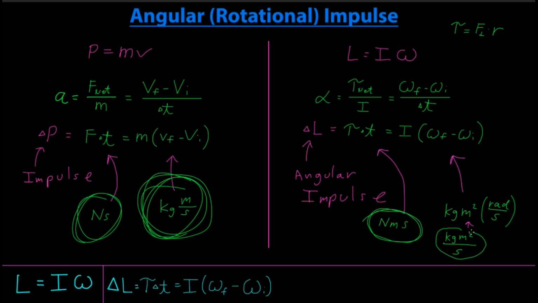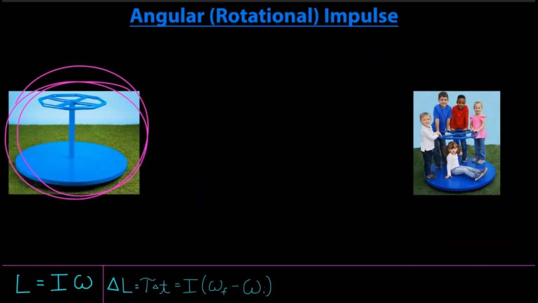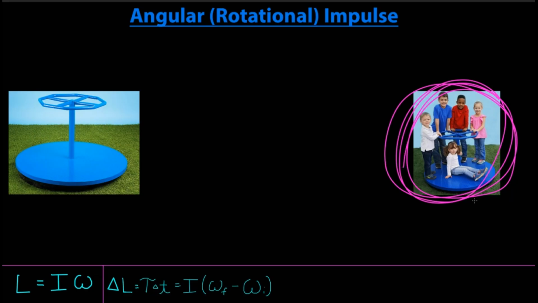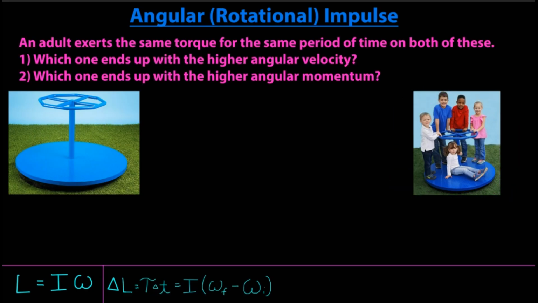All right, now that we've derived angular impulse, let's do a few quick problems just to get the idea across. The first one's going to be pretty conceptual, but the idea comes up quite often. Okay, so I have this little playground toy. You grab the handle here and you spin it and it spins around and around. This is the exact same toy except it has a bunch of kids on it. So here's our problem. An adult exerts the same torque for the same period of time on both of these. Which one ends up with the higher angular velocity and which one ends up with the higher angular momentum?